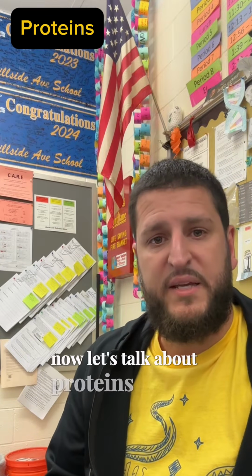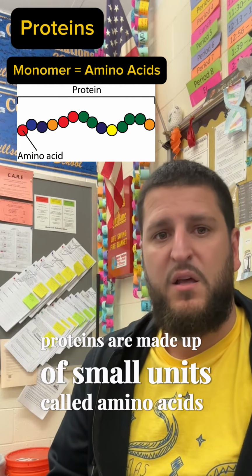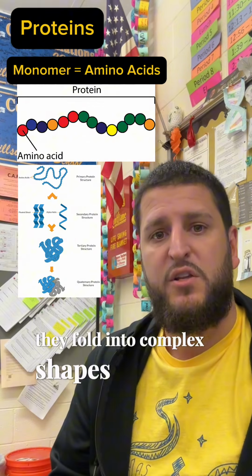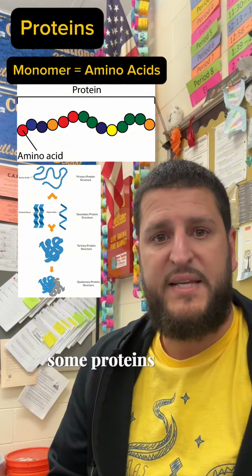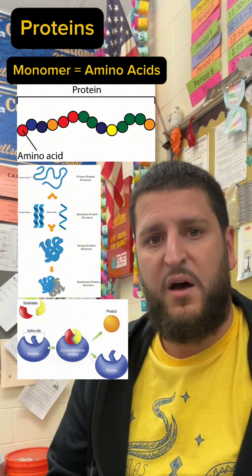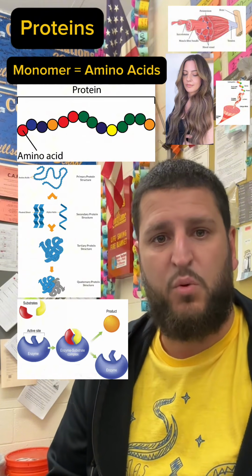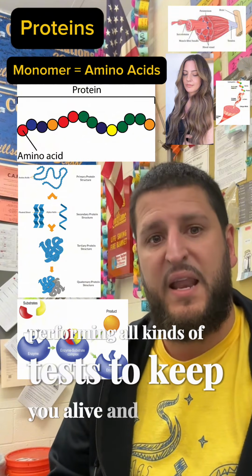Now let's talk about proteins. Proteins are made up of small units called amino acids. When these amino acids link together, they fold into complex shapes to create proteins, and their shape determines what they do. Some proteins act as enzymes, which speed up chemical reactions in your body. Others make up your muscles, hair, and skin. Proteins are like the body's workers and builders, performing all kinds of tasks to keep you alive and healthy.